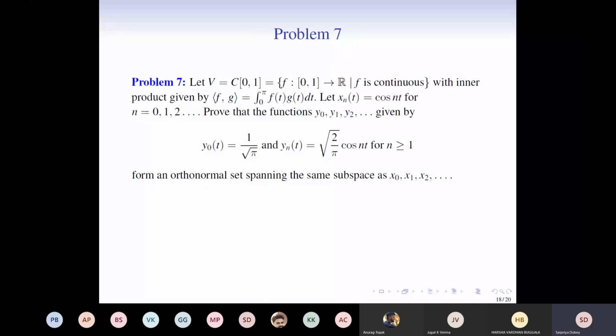Next is problem 7. Problem 7 says: let V equal C[0,1], the set of all continuous functions from [0,1] to R, with inner product given by <f,g> equal to the integral from 0 to pi of f(t) g(t) dt. Let x_n(t) equal cos(nt) for all n equal to 0, 1, 2, and so on. So this is the space, and the inner product defined is in this way. Now we have to prove that the functions y_0, y_1, y_2, and so on, given by this, form an orthonormal set spanning the same subspace as x_0, x_1, and so on.